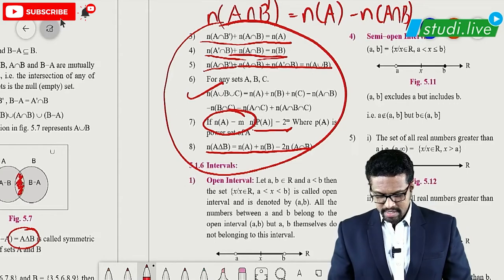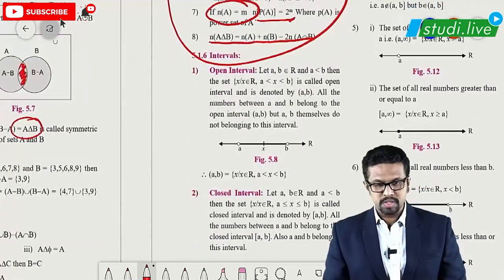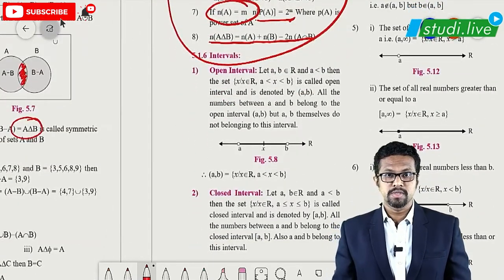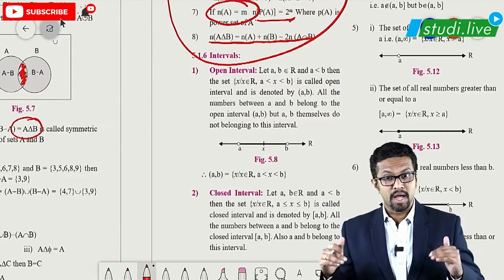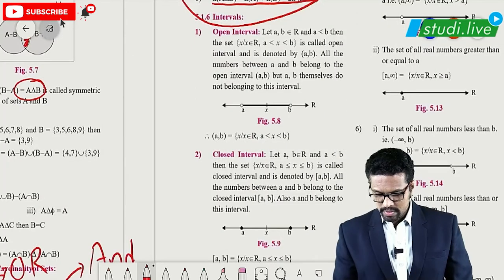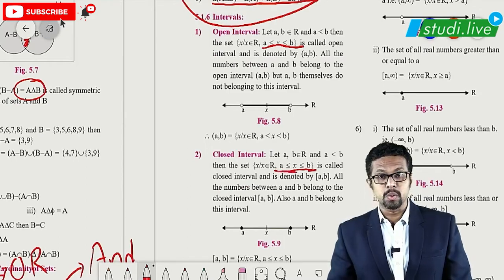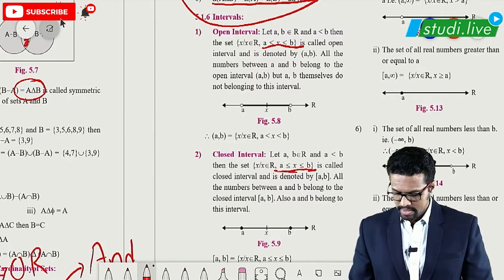Next we have the interval topic. Okay, there are questions which are based on intervals also. So what is an open interval? The endpoints are not included. Closed interval, the endpoints are included. So you can see over here in this the endpoints are not included. In this there is an equal to sign, that means the endpoints are included. So closed interval, open interval.